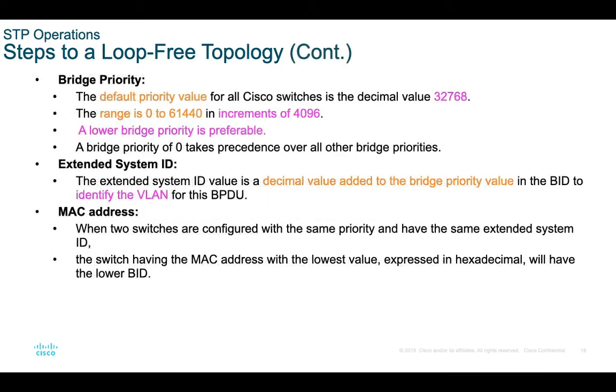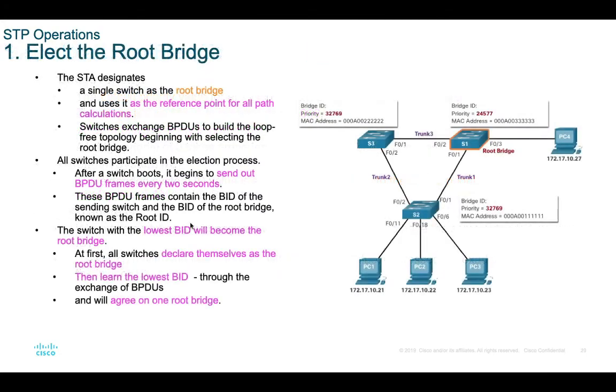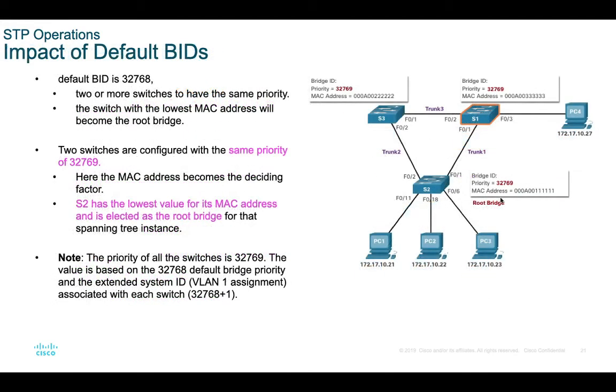So how do they actually do it? They just list the priority value followed by the MAC address. In order to select the lowest bridge ID, we can compare the priority value. If we have the same priority value, then we go to the MAC address. Where is the system extended ID? The system extended ID has actually been added into the priority here.